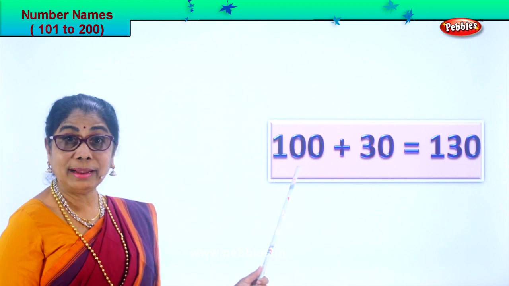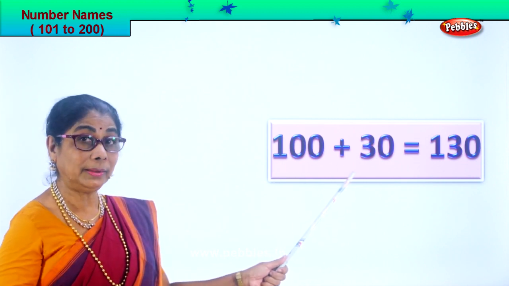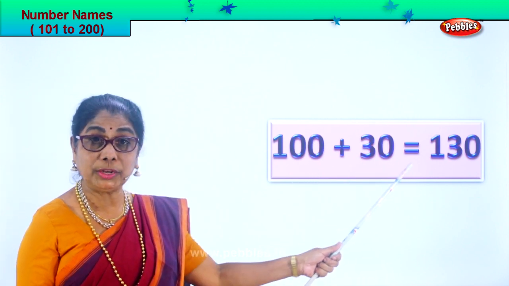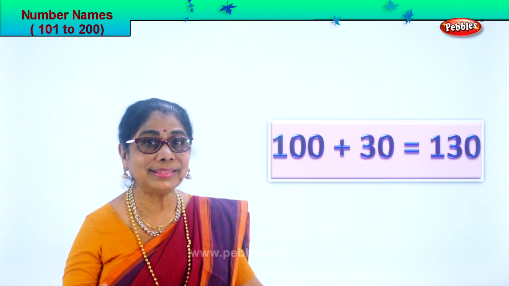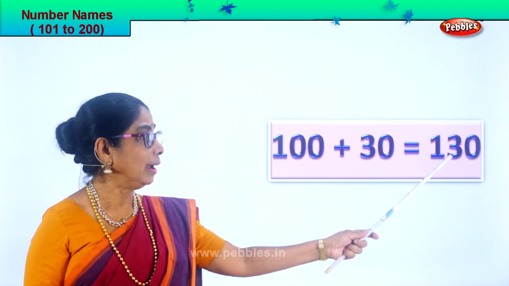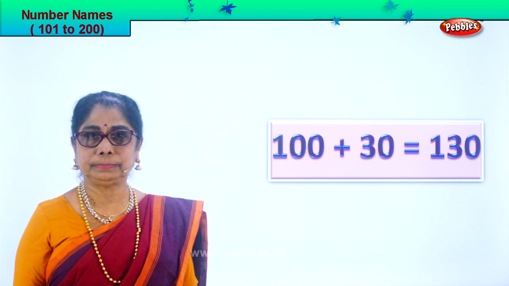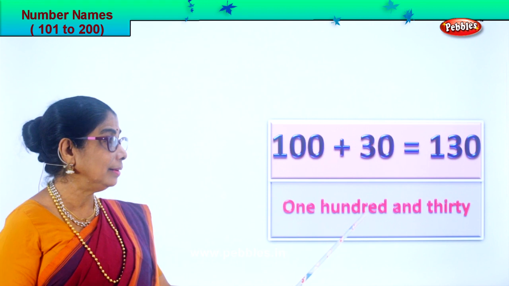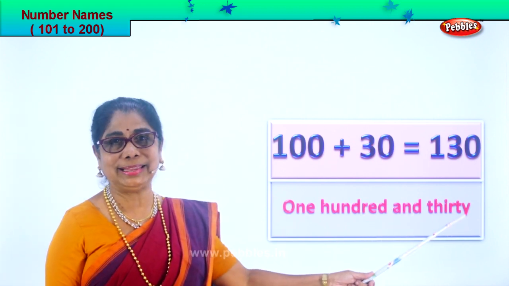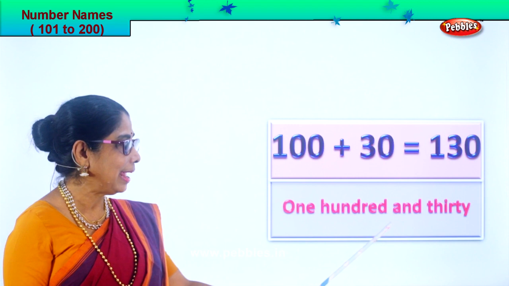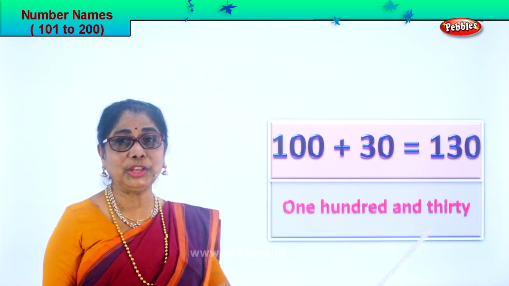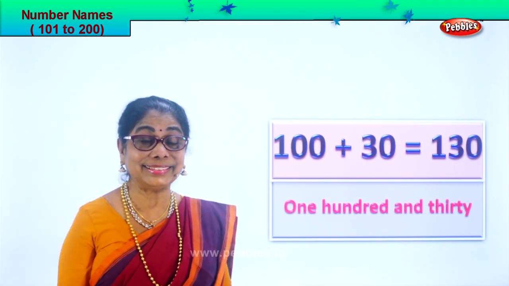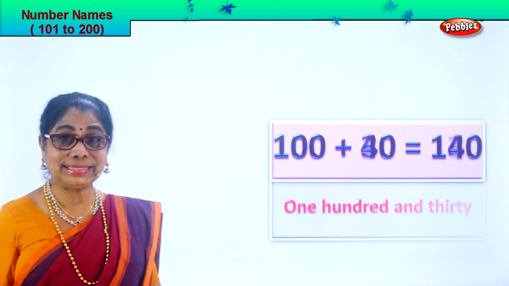Look. 100 plus 30. 100 plus 30 equal to 130. That's the number. Let's write the number's name. 130. Read. 130. 100 spelling, you know. 30 spelling, you know. 130. Good. Let's go on to our next number.